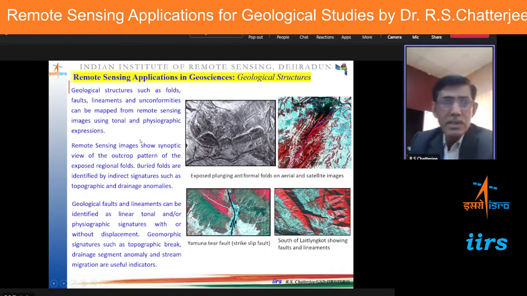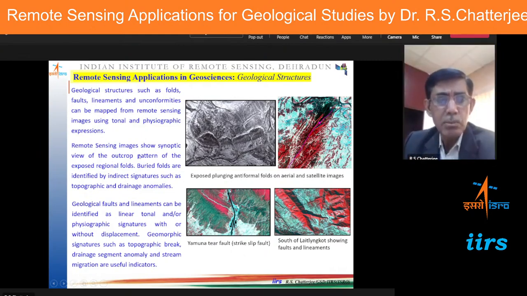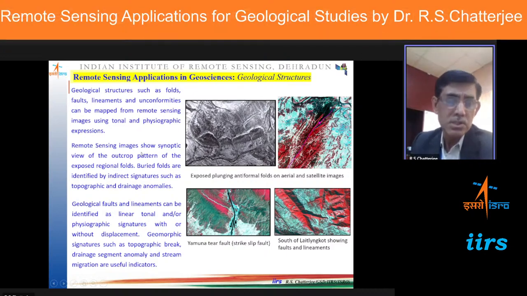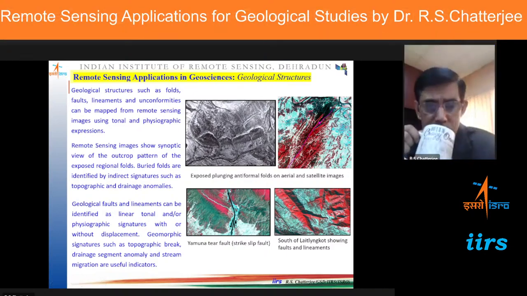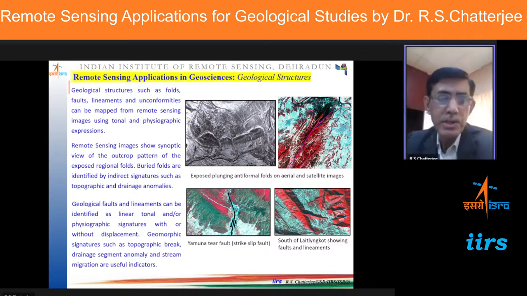Now, what does remote sensing give you? Remote sensing gives you a synoptic view of the geological structure, so the entire outcrop pattern can be seen. Whereas if you go to the field on the ground, you can see only a small part of the structure. You won't have this complete view. You won't be able to see the geological structure in totality.